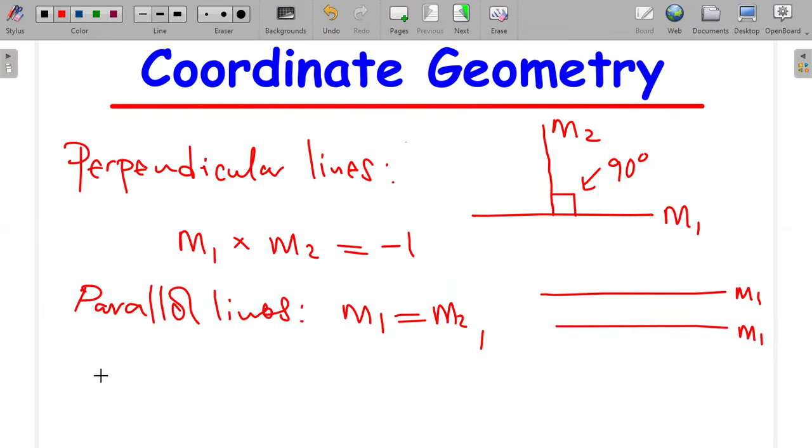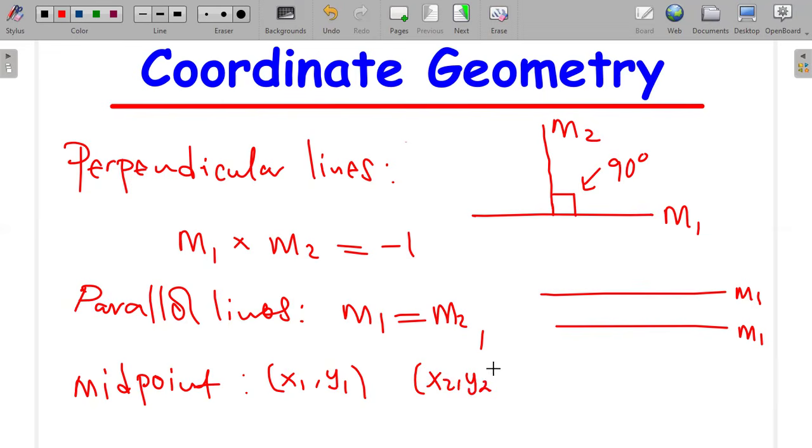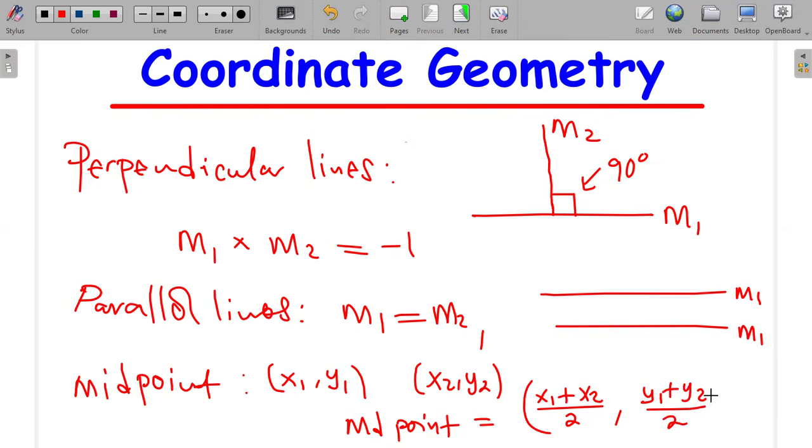Another thing that you have to know is the midpoint, which is very easy. If I have 2 points, 1 and another one, 2, then the midpoint will simply be equal to x1 plus x2 divided by 2, comma, y1 plus y2 divided by 2. So that's the formula when you're asked to find a midpoint.